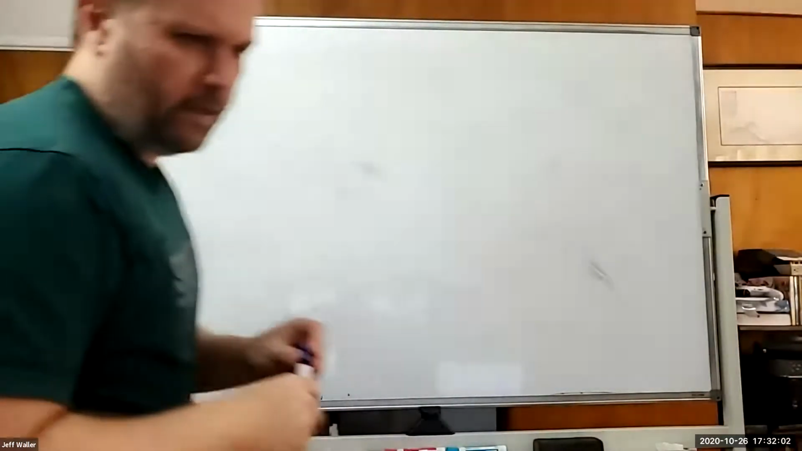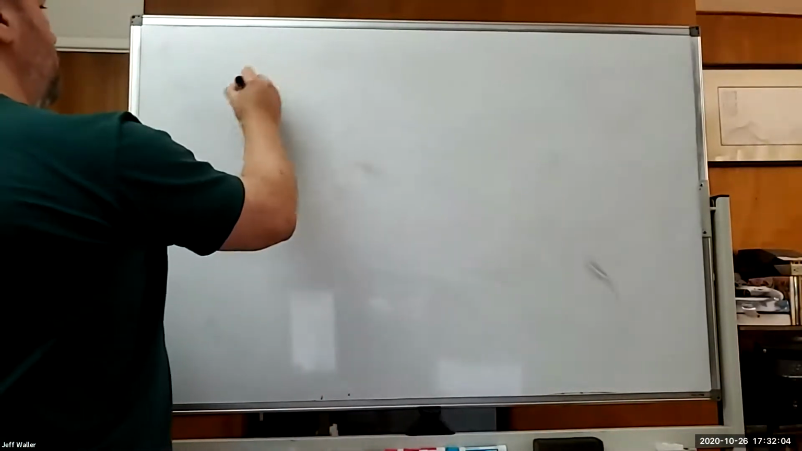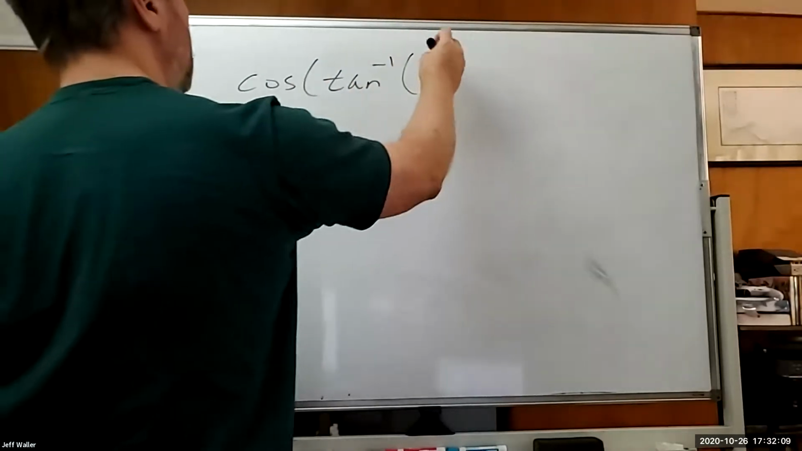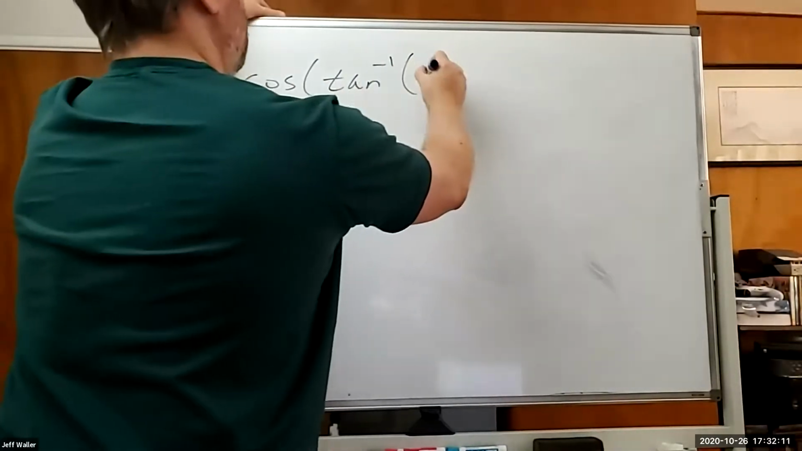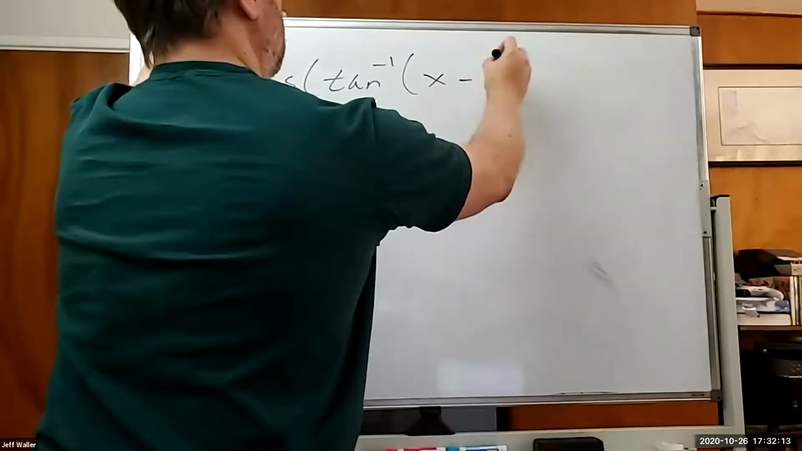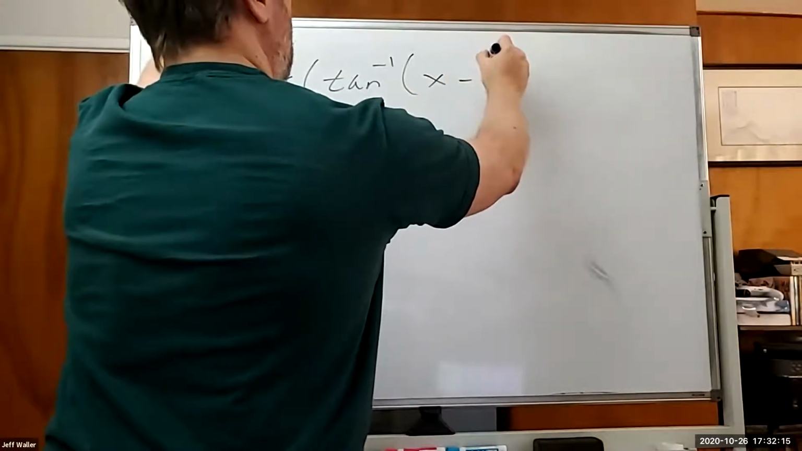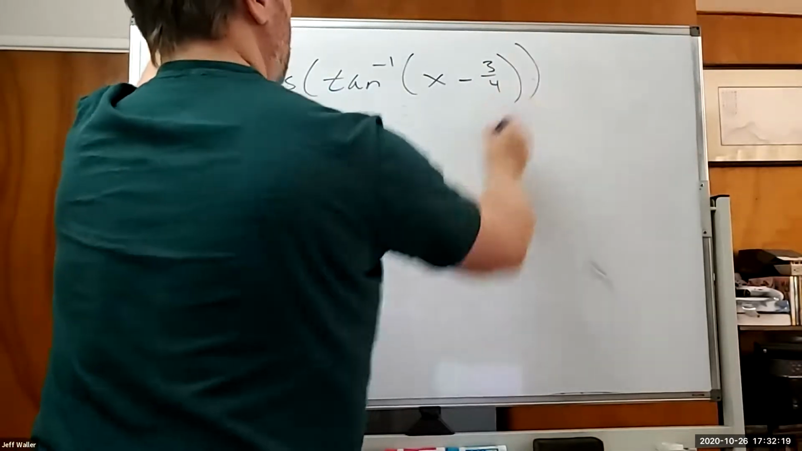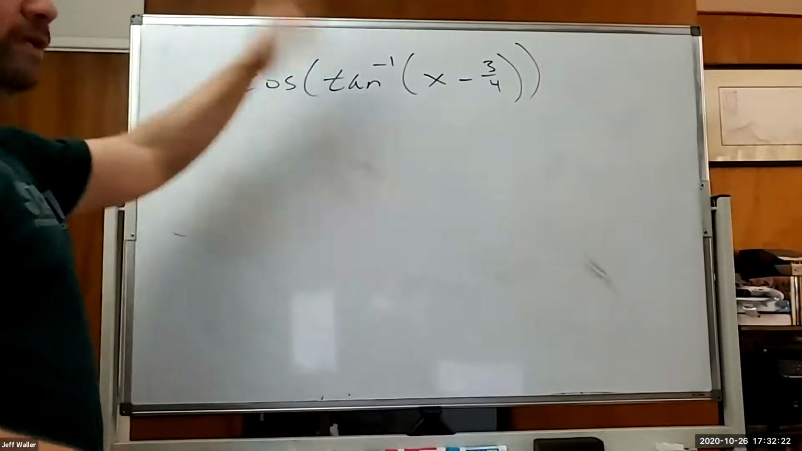So what if I had, let's say, cosine of tangent of x minus 3/4. Sure, I like it. Nah, do I like it? Not really, but oh, too bad.